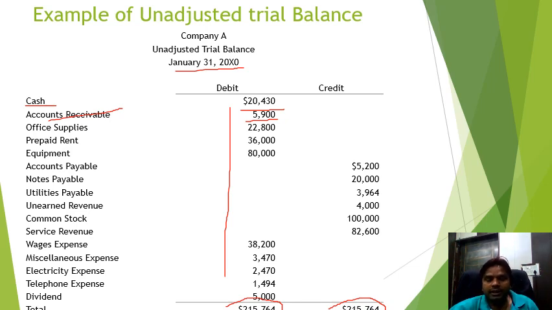If in case you find any difference between the debit side and credit side, it means there is an error within the journal entry. In that case, we will need to check our journal entries, because in the trial balance the debit side and credit side are always the same.